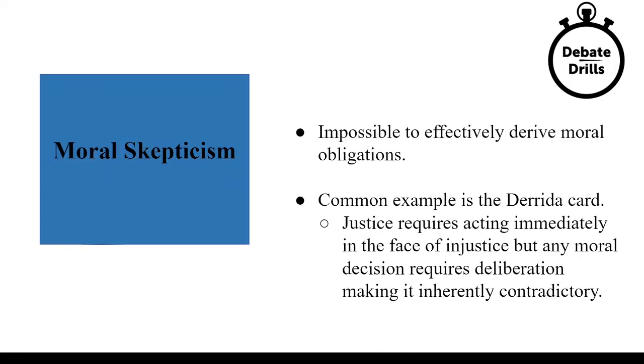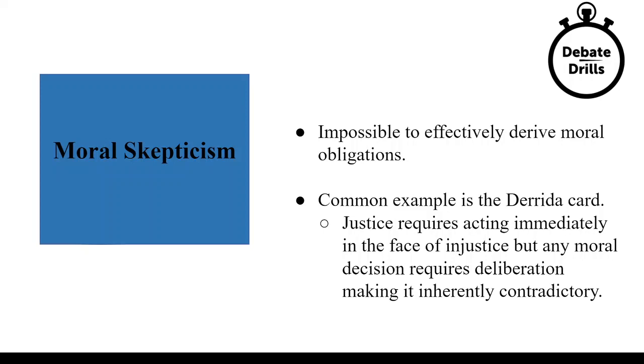So moral skepticism. So this says that it's impossible to effectively derive moral obligations. There are a variety of different arguments for this. However, the most common example is probably the Derrida card, which I'll briefly explain the warrant of it. So the Derrida card kind of says that justice requires acting immediately in the face of injustice, and you can't really delay justice, otherwise you would be perpetuating an injustice. However, any sort of moral decision requires deliberation. You can't just, automatically, immediately make the correct decision. Instead, you have to kind of think about, what is the correct thing to do in this instance?